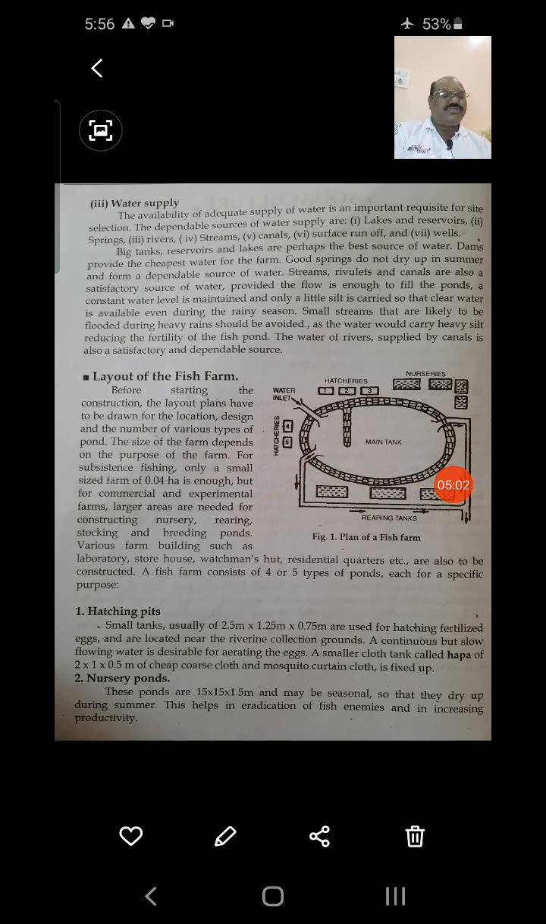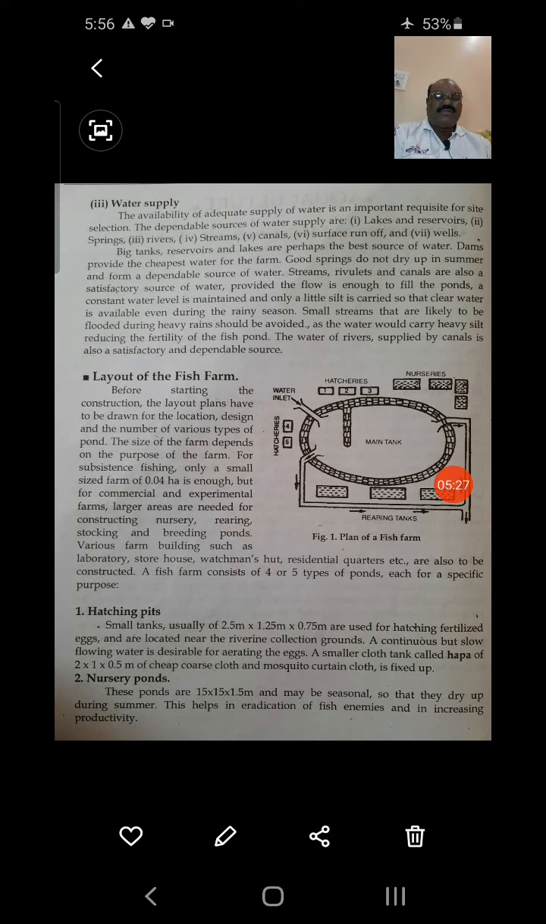So in this way, for the construction of the pond, the three factors are most important. What is that? The topography, the soil type, and the third one is the water supply. When all these three things are in good condition, or we get them in a proper way, then it is possible to do fish farming.